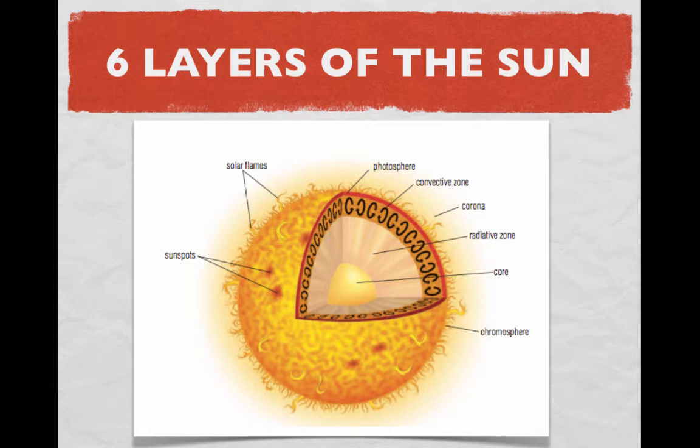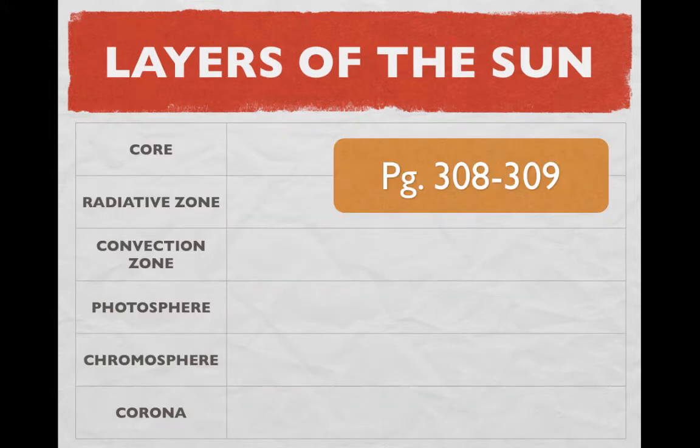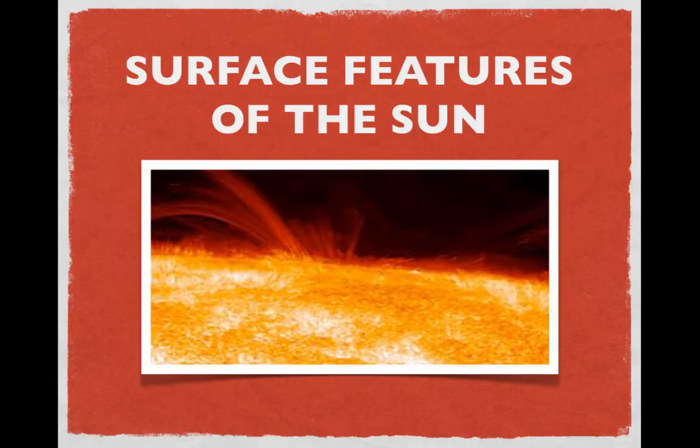These are the 6 layers of the sun, and you will have to know what goes on in each of the layers of the sun. So this here is an organizer chart that you should copy out and use pages 308 to 309 from the textbook, the online textbook, to help you figure that out.